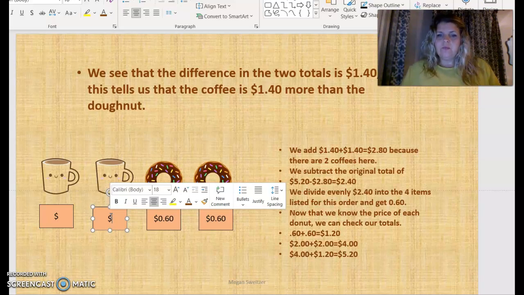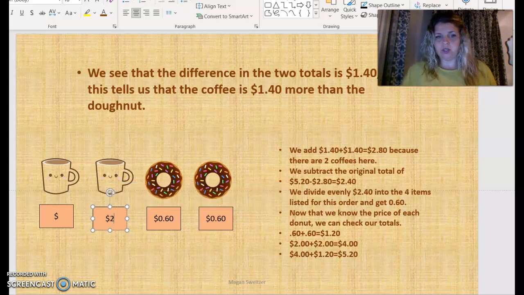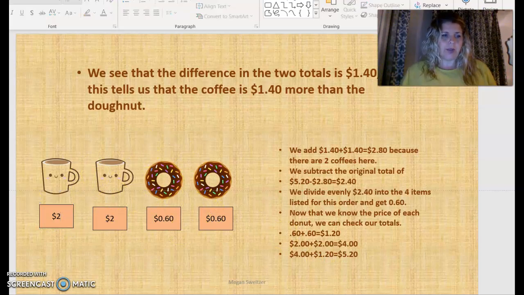So if our total is $5.20, and we know that we have $1.20 in donuts, that leaves each cup of coffee to be $2 a piece. And when we check over here, you can see that $4, which is 2 and 2, plus $1.20, 60 cents, 60 cents, then we come up with $5.20. So our math is adding up. So far this is the correct way to solve this problem.